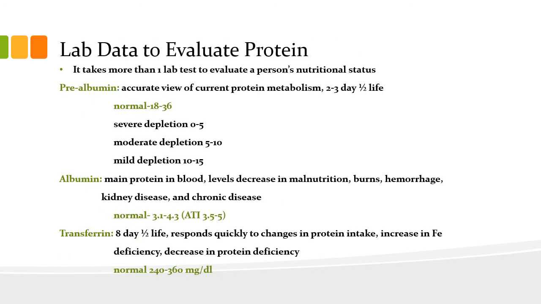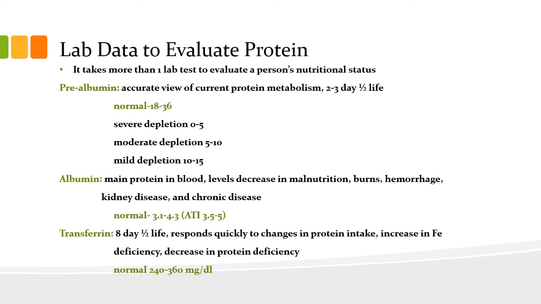There's important lab data to review to evaluate protein, and it takes more than one lab test to evaluate a person's nutritional status. Prealbumin is an accurate view of recurrent protein metabolism. Normally taken over 2 to 3 days is the half-life of prealbumin. A normal range would be 18 to 36. As we start getting lower, we get into mild depletion, moderate depletion, and severe depletion.